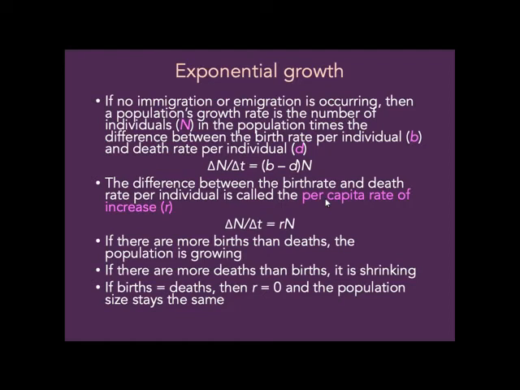So if there's more births than deaths, then r times n is going to be, you know, a positive number. It's growing. If there's more deaths than births, r times n is going to be a negative number, so it's shrinking. If births equal deaths, then r is going to be 0. So 0 times n is what? 0. Yeah. So it means that the change over time is 0, meaning that the population is not changing over time.